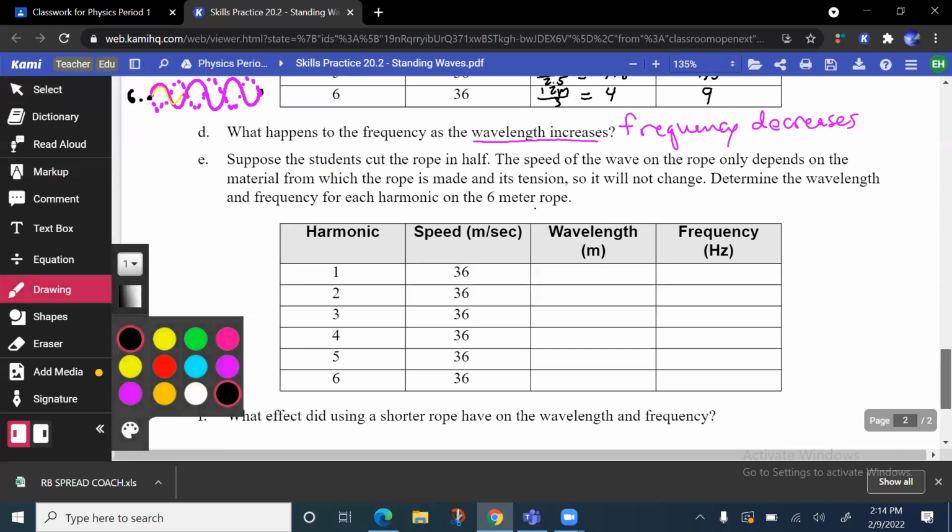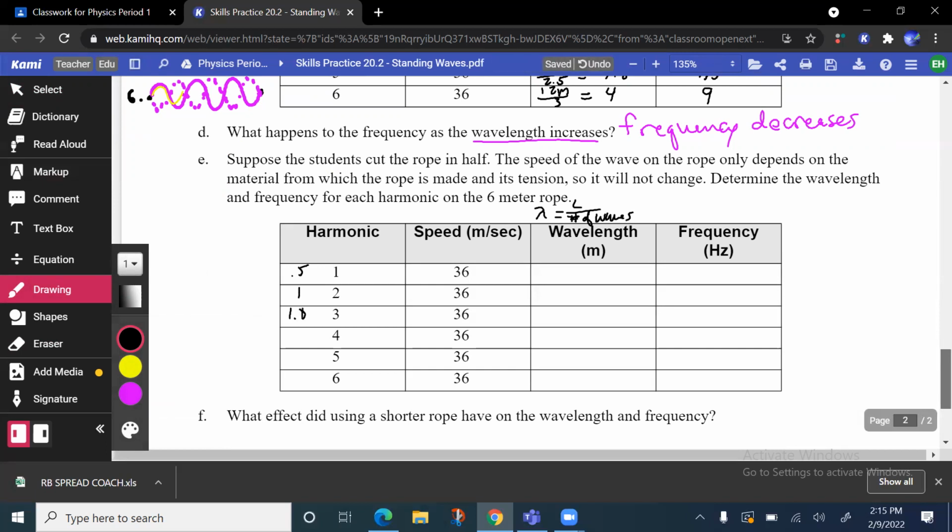what's going to change? Wavelength is the length of the rope divided by the number of waves. So we're looking at half a wave, 1 wave, 1.5 waves, 2, 2.5, 3 waves. So let's go 6 meters divided by half a wave, and we have a 12-meter long wavelength.